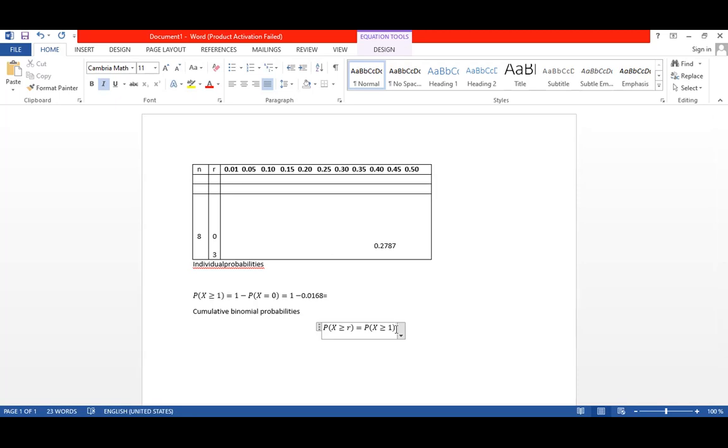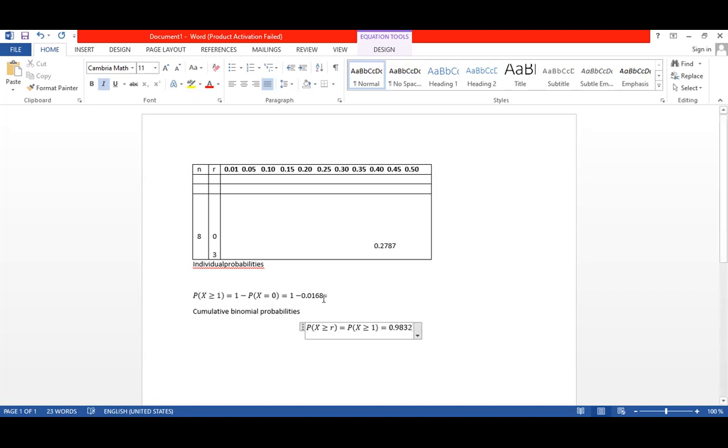Can you now go to where you read for me, n is what? 8. And r is what? 1. And the probability of success is? 0.4. So can you now read for me the value that is written there? 0.9832.